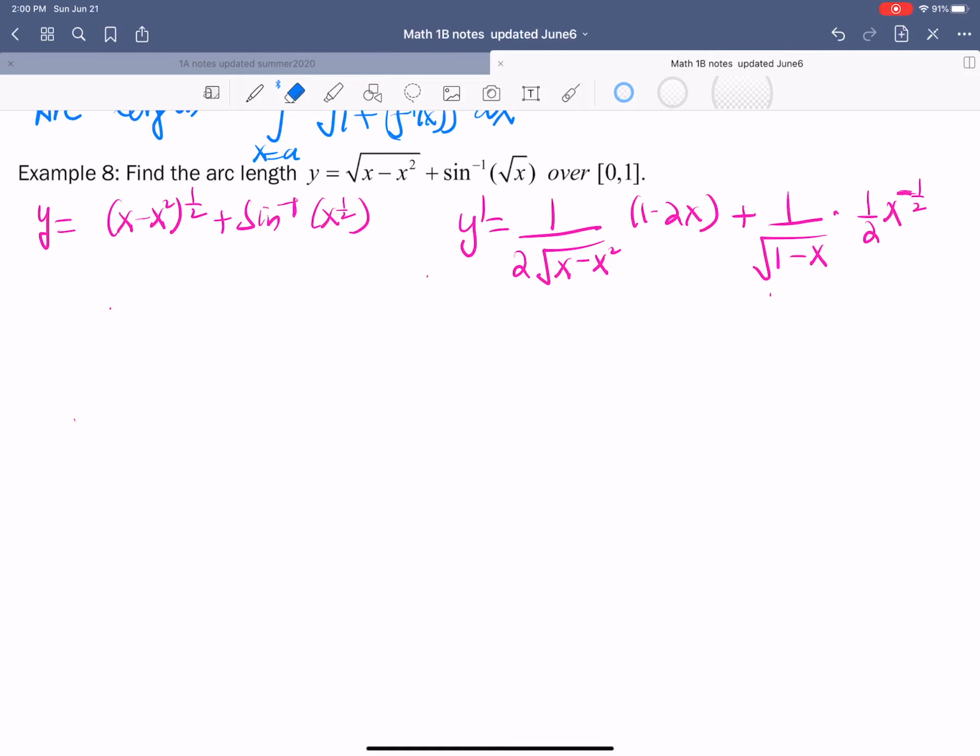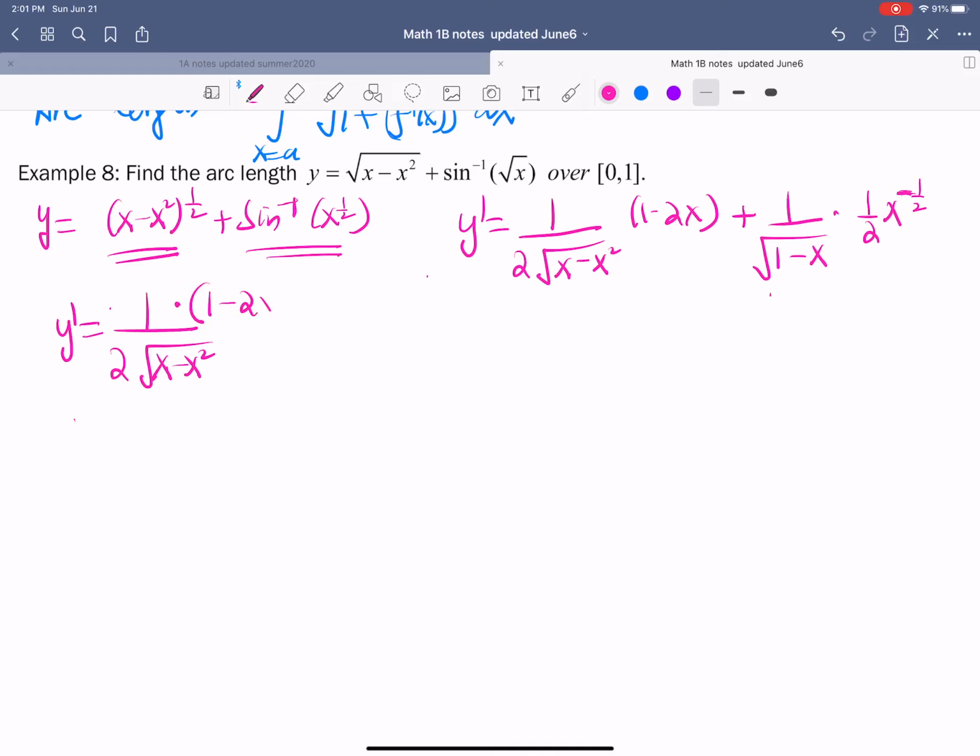All right, so I did write it in terms of x minus x squared to the power 1/2. That is perfect. And sine inverse x to the power square root of x, that's perfect. When I do y prime, it's 1 over 2 square root of x minus x squared times 1 minus 2x, plus 1 over square root of 1 minus x over 2 x to the power negative 1/2, which is square root of x. So y prime at this point is 1 over 2 square root of x minus x squared. And on the top, we have 1 minus 2x.